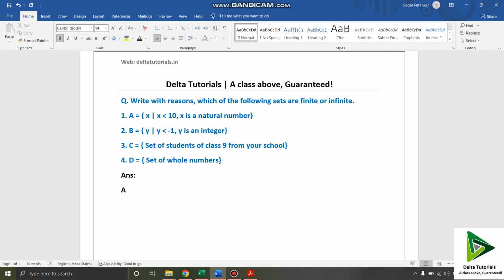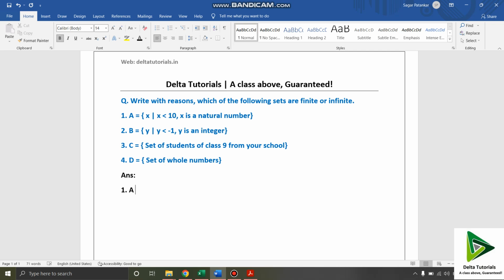For the first, set A, can we call this finite or infinite? Let us decide. Set A is given as A is the set of all x such that x is less than 10, comma, x is a natural number. Now x is a natural number and it should be less than 10, which means there will be a finite number of elements present in set A.